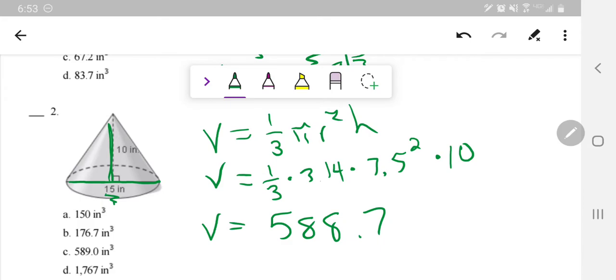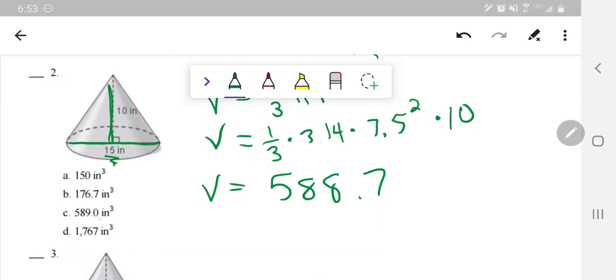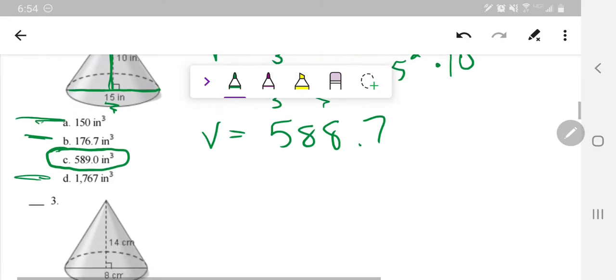588.7. And let's look at our answer. It looks like the closest one, maybe they used the pi button instead of 3.14, and that's why it's a little higher than our answer. But it's pretty close. We're only 3/10 off. So I'm going to go with that. None of the other answers are even close. So we're good to go.